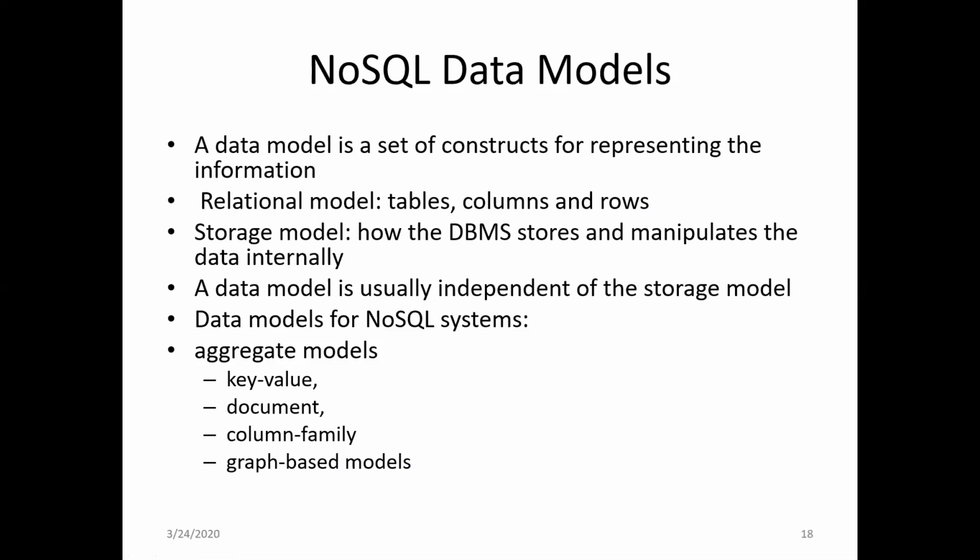So let's go through these NoSQL data models one after the other. Now, what is a data model? A data model is a set of constructs representing the information. In the relational model, it is a set of tables, columns, and rows. A storage model is how the database stores and manipulates the data internally. So a data model is usually independent of the storage model. The data models for NoSQL systems are key value, document, then column family, and graph based models.